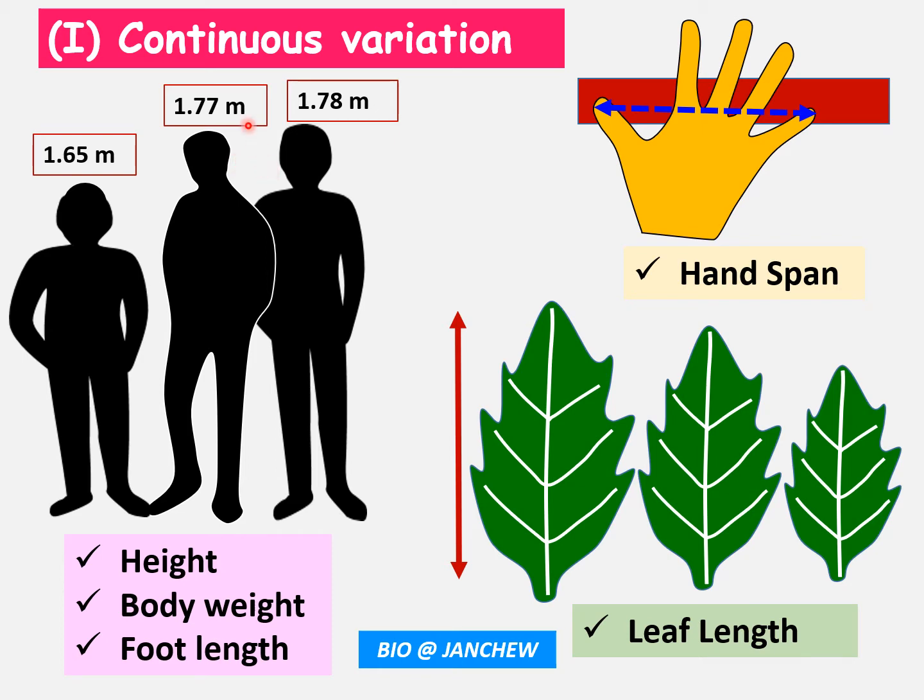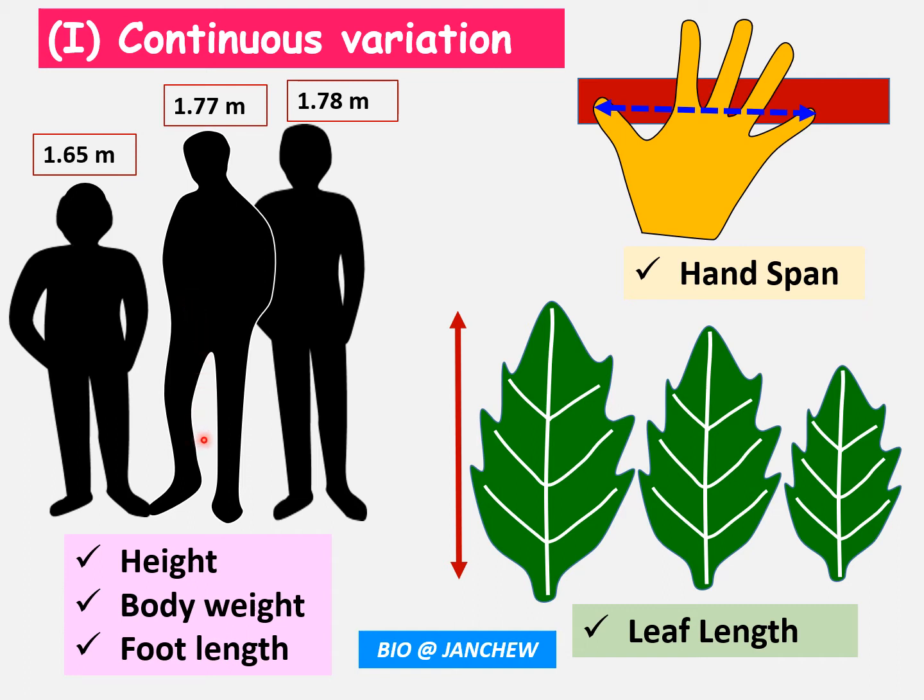For example, one person may be 1.77 meters tall and another one 1.78 meters tall. So the characteristics undergo gradual changes, moving from one extreme to the other. Differences between individuals may be slight and gradual, with many intermediate phenotypes. For example, between the height of the shortest person, 1.65 meters, and the tallest one, let's say 1.78 meters, you can have many different intermediate heights, like 1.67, 1.69, and so forth.